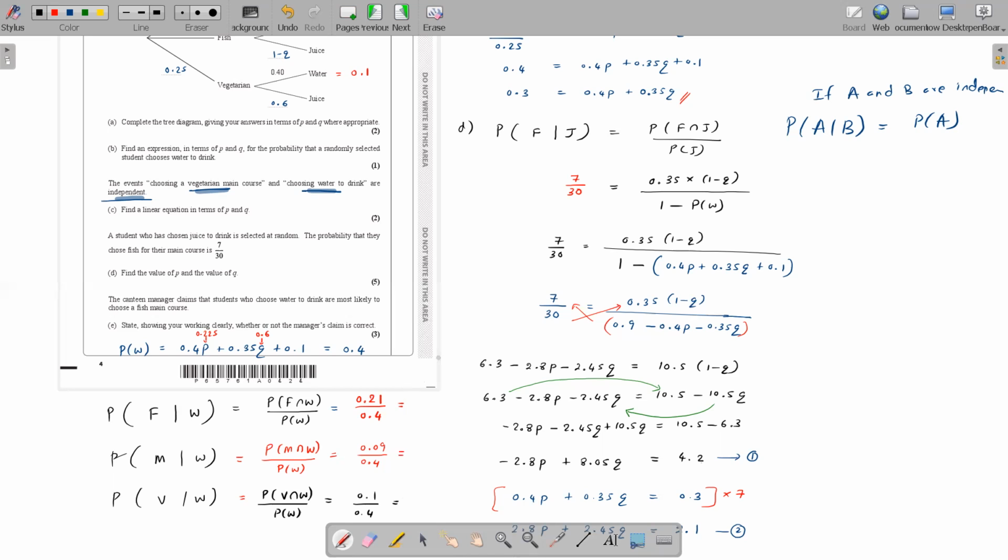How much is it? Get me the three answers. The first one, 0.525, okay. 0.225, this one. 0.25 is equal to the probability of vegetarian, right? So now, is the manager's claim correct or not? The manager says that some students who drink water are most likely to choose a fish main course. Is the manager's claim correct, children?